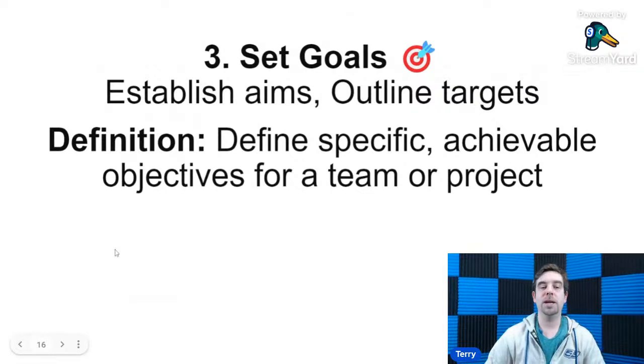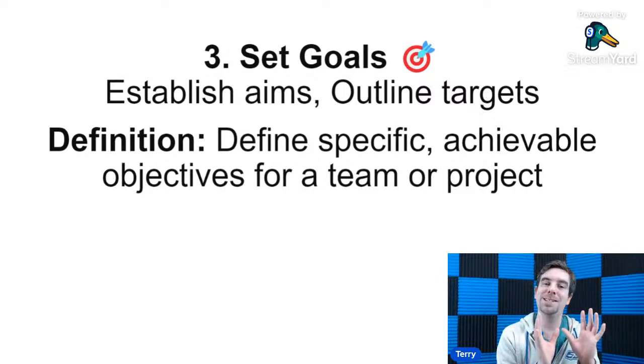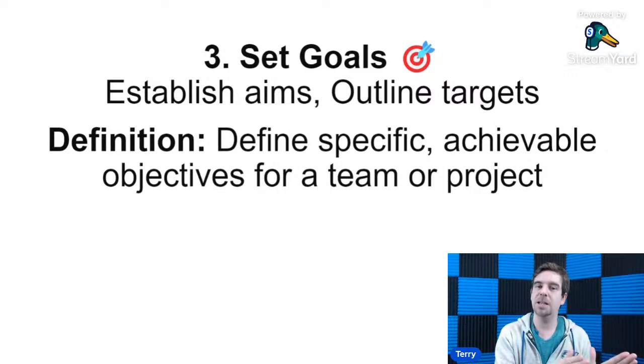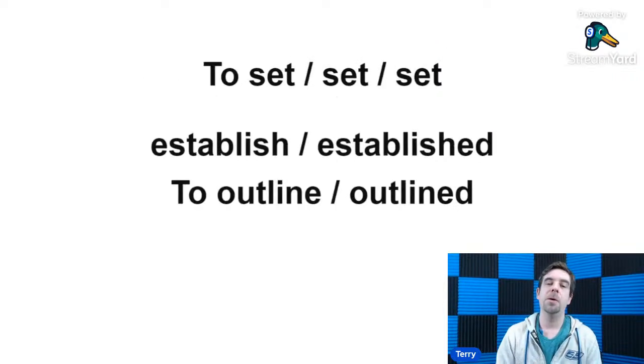Okay. Next one. Expressions for Scrum Masters number 3: to set goals, to establish aims, or outline targets. This is the idea of you define specific, achievable objectives for a team or for a project. Now, what's important to know is that the verb to set in the present tense is the same. So to set a goal, you can set a deadline. To set in this case is almost like organize, but what you will see is in the past, it's the exact same word.